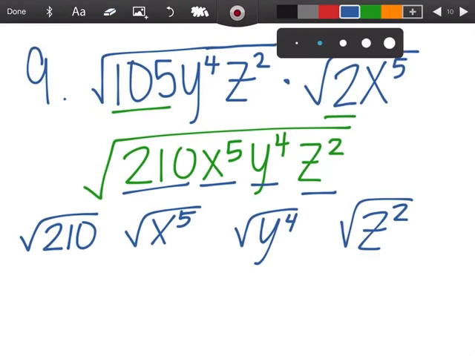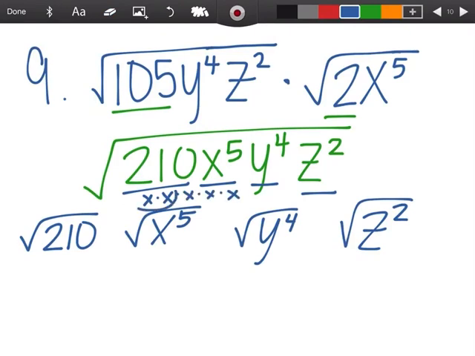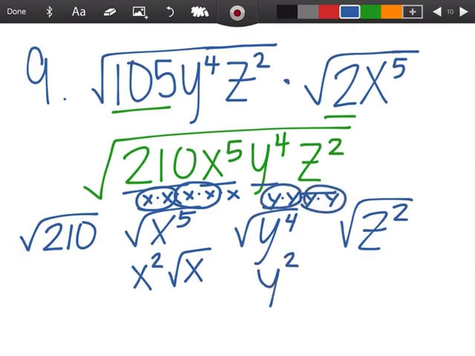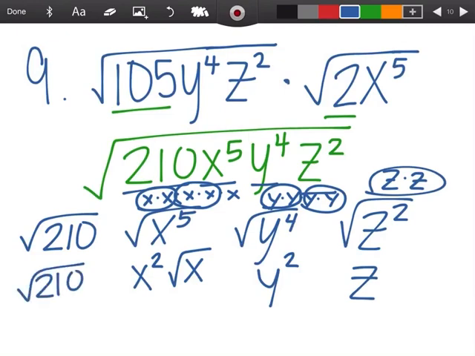All right, the square root of x to the 5th. So x to the 5th means there are 5 x's. So I can take out 2 pairs, so that's x squared, and what's left underneath the square root is another x. If I've got 4 y's, I can take out 2 groups of 2, so that becomes y squared. And then the square root of z squared, I can just take out 1 group, so it's just z. So I guess I can write this right here so that I don't forget about it.